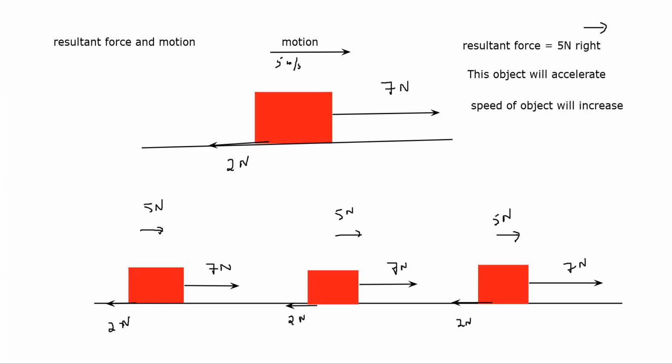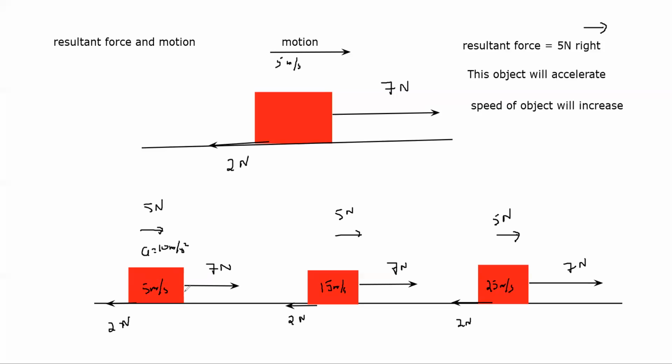For example, if I say the acceleration of this object was 10 meter per second square, and originally the speed at this point was 5 meter per second. So if acceleration is 10 meter per second square and speed is 5, after 1 second, what will be the speed? The speed will be 15 meter per second. Then after another second, what will be the speed? It will be 25 meter per second.